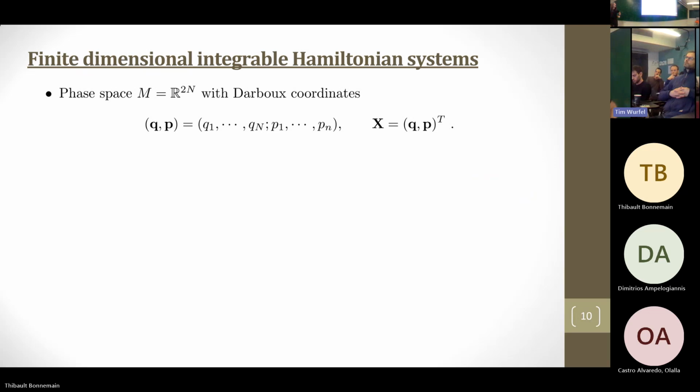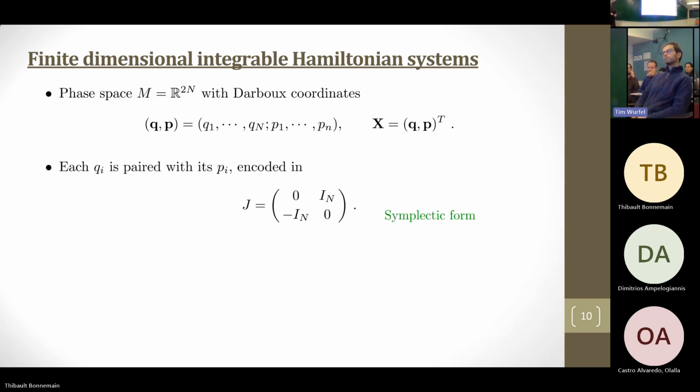Okay, so to set the stage, I'll start by talking a little bit about finite-dimensional Hamiltonian systems. And here, when I'm talking about dimensions, I'm talking about the dimensions of a phase space, not of the physical space. Say I have an n-particle system in 1D, then my phase space is R^{2n}, and each point of the phase space is identified by its canonical coordinates (q, p), or equivalently x. What's really important here is that I've paired each q_i with its associated p_i, because they are the position and momentum of a single particle.